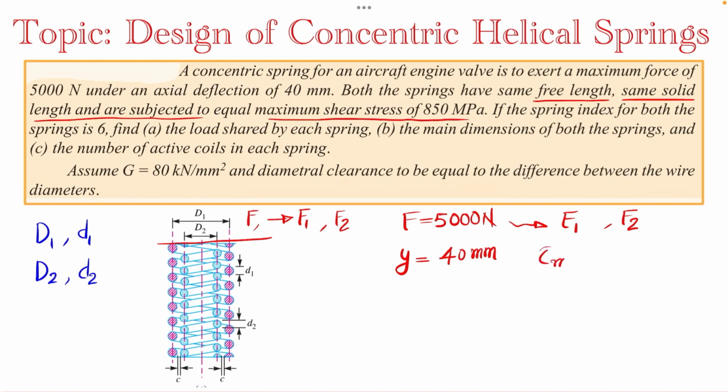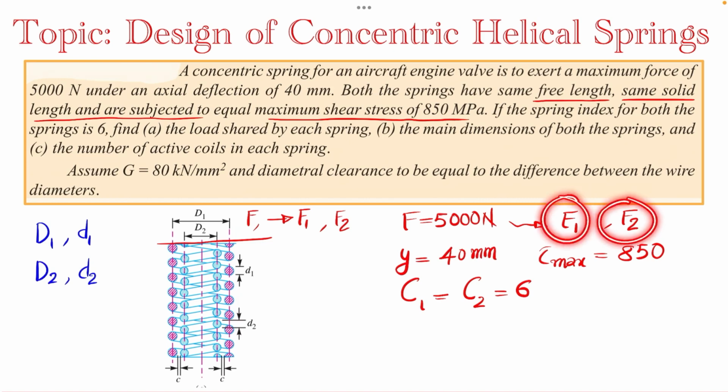Both springs are subjected to equal maximum shear stress. That means in both cases the maximum shear stress within the wire is the same, which is equal to 850 megapascal. The spring index is also the same, that is C1 equals C2, which is 6. C is the ratio of coil diameter to wire diameter, and here we first have to find the load shared by each spring. That means F1 and F2 we have to evaluate.